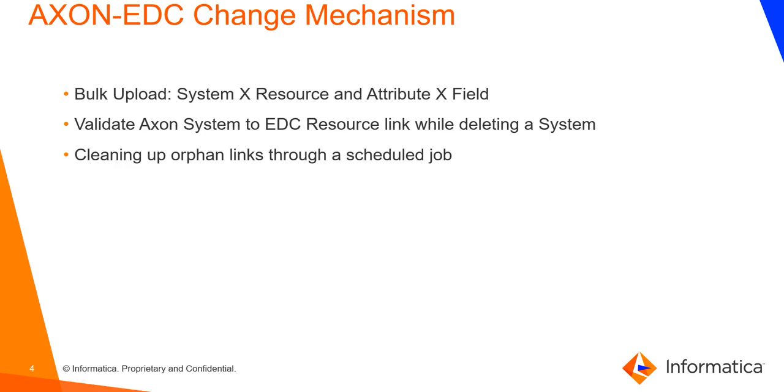Following are the new features that have been added under Axon EDC change mechanism. We have added validations while bulk uploading System X resource and attribute X field links. Axon also validates if a system being deleted is linked to any resource in EDC. If such a link is there, then it has to be removed first and only then we can delete the system. Axon automatically cleans up orphan links through a scheduled job. Now, let us discuss these features in detail.